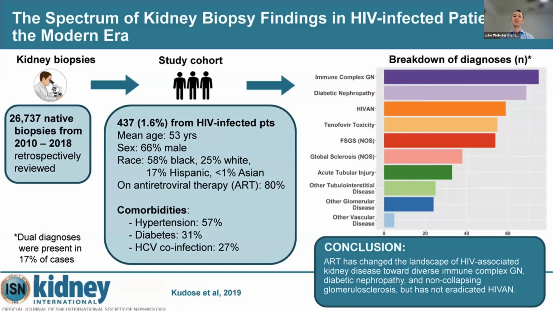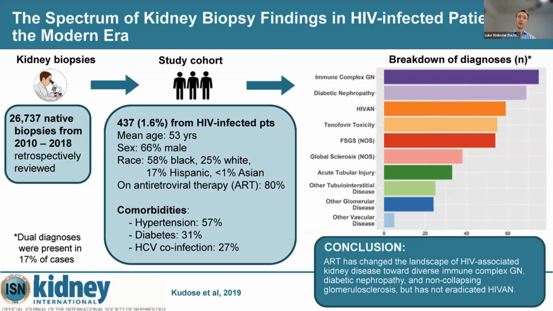So now I want to transition specifically to what we're seeing in today's day and age. And this was a really excellent biopsy series. This was done by Columbia. It was published in 2019. And from a huge number of biopsies, they pulled out about 430 of them that were HIV positive. Of those patients, the average age was about 53 years.